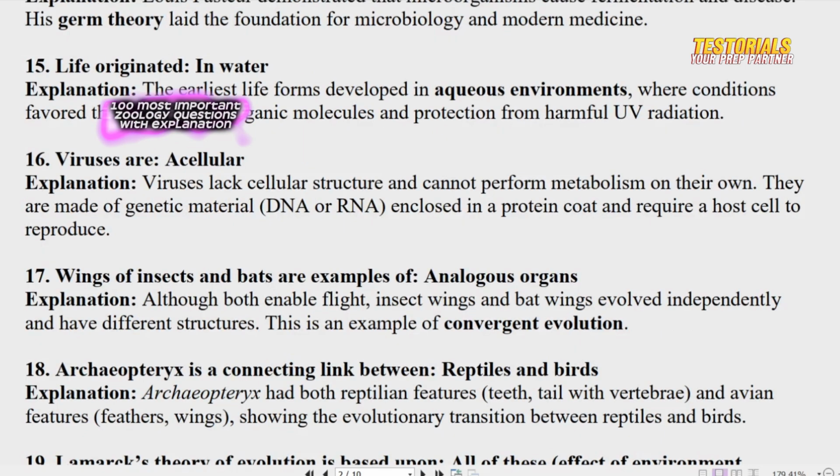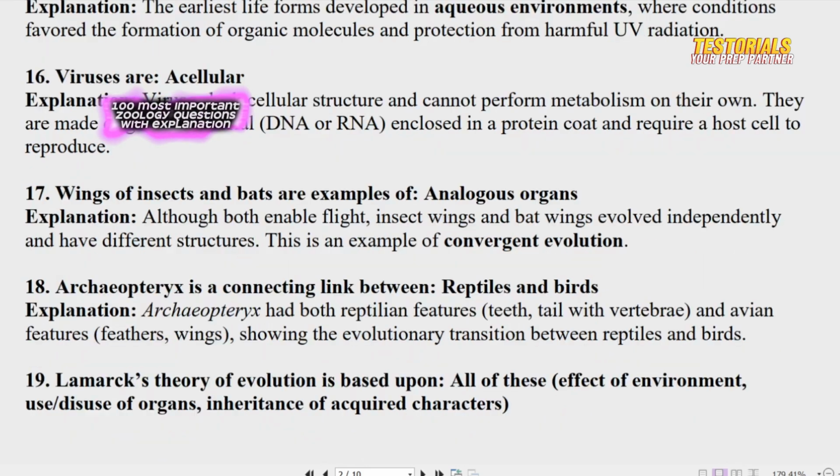Explanation. Viruses lack cellular structure and cannot perform metabolism on their own. They're made of genetic material, DNA or RNA, enclosed in a protein coat, and require a host cell to reproduce.